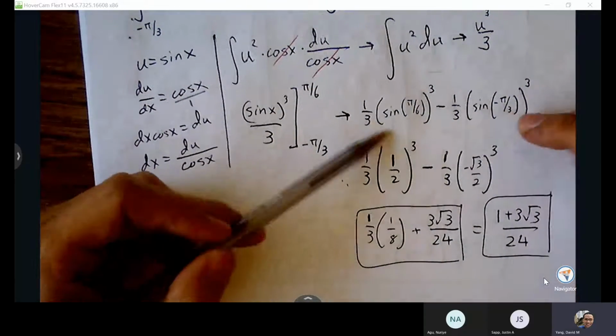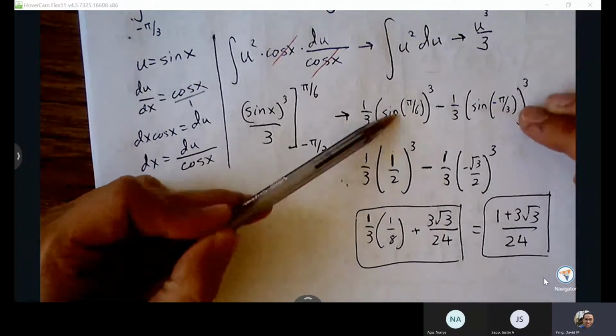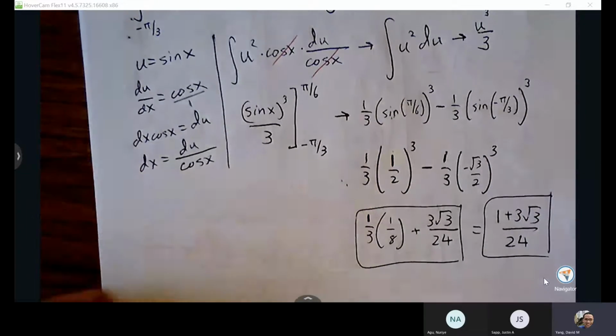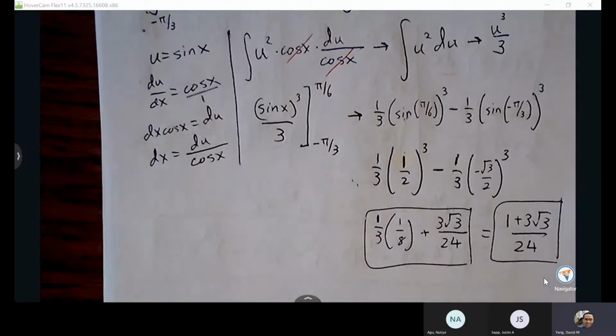Even this is fine, but you do want to get it down to a numeric value, no trig in the final answer. Okay, so review your unit circle values.